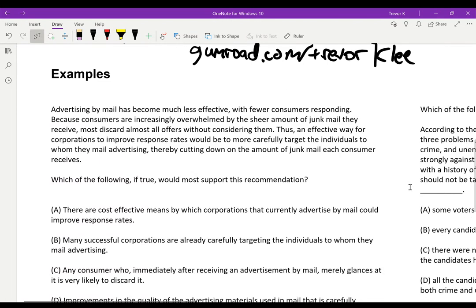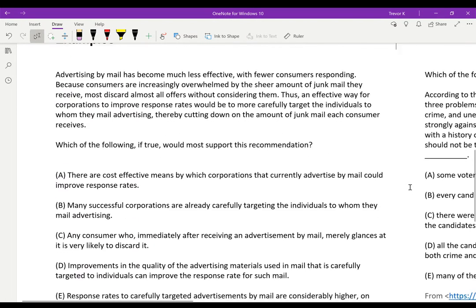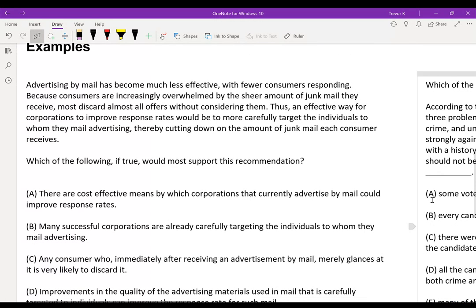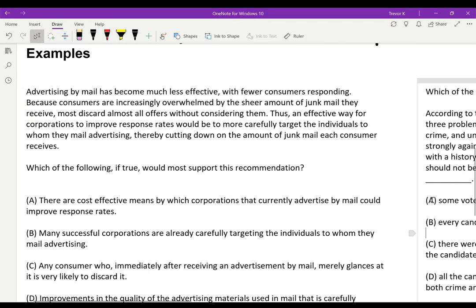So these are some actual GMAT questions. So we're going to follow our process here. We're going to find the conclusion and then the reasoning and then understand how they relate to each other before I go on to the answer choice. So I've got my left side here. So ignore the right side for right now. Advertising by mail has become much less effective with fewer customers responding.